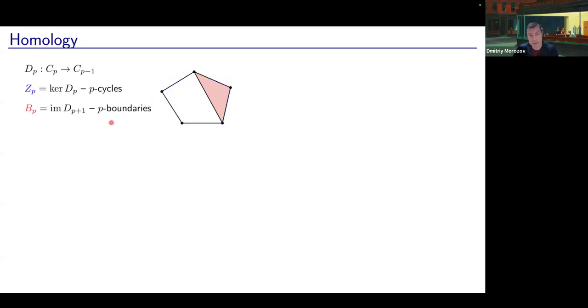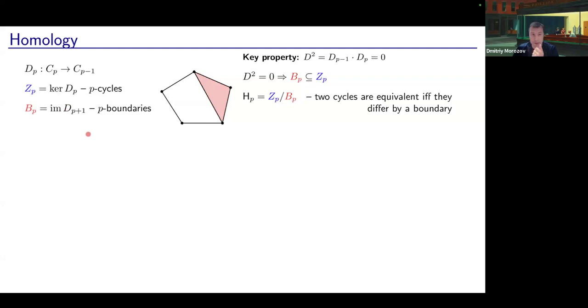The image of the stuff that comes from one dimension higher are the boundaries. So for example, this red cycle is a boundary because it's a boundary of this triangle. It's not tautological, but it's a definition. And as I already said in words, a boundary is necessarily a cycle, because taking the boundary of a boundary is going to give you 0. That's a key property of this operator. So the boundary group is a subset of the cycle group.